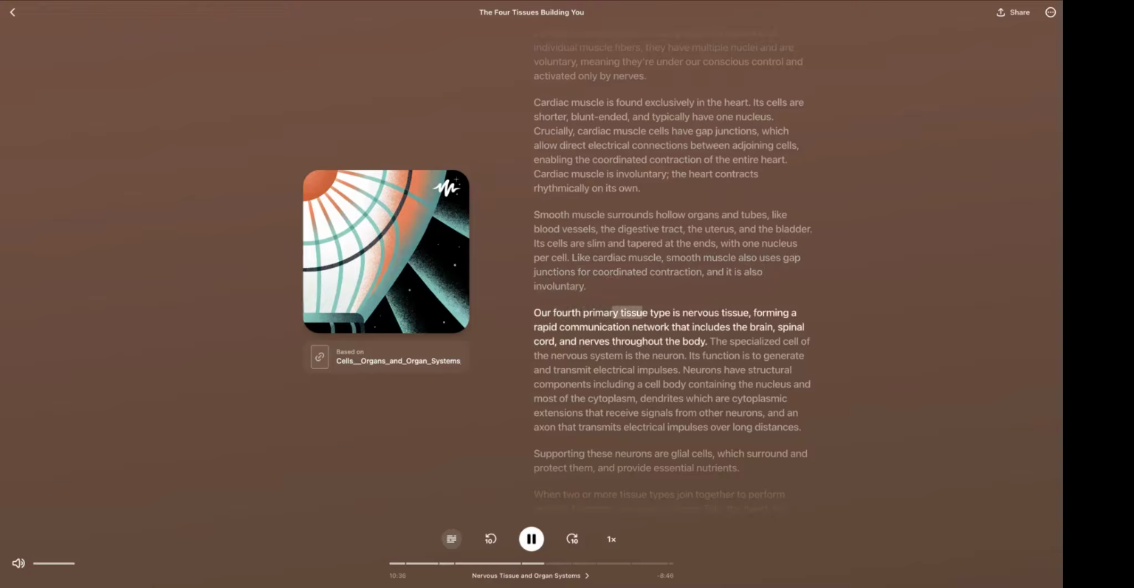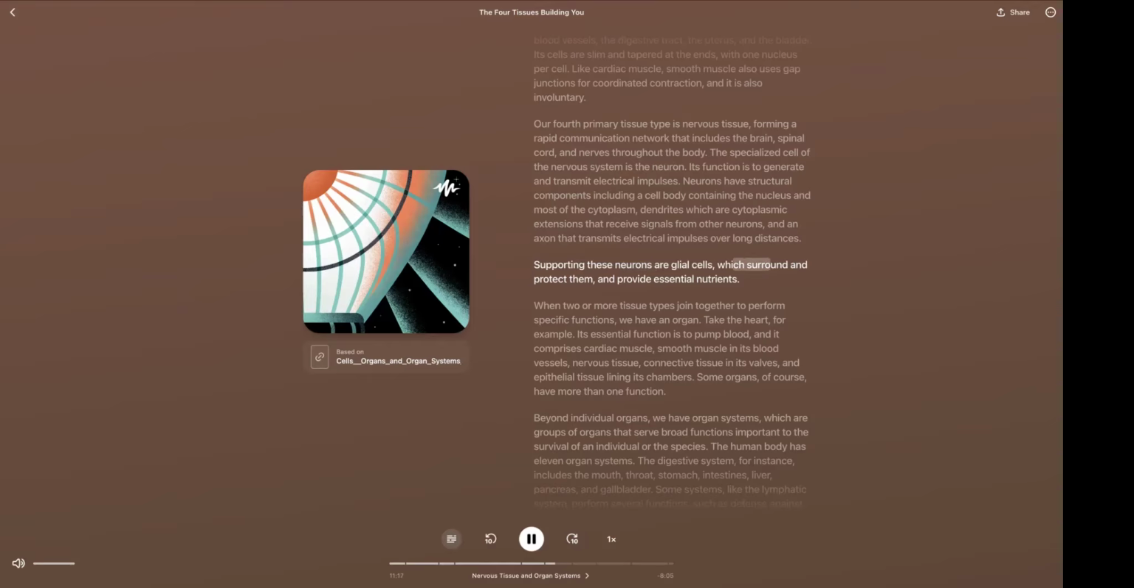Our fourth primary tissue type is nervous tissue, forming a rapid communication network that includes the brain, spinal cord, and nerves throughout the body. The specialized cell of the nervous system is the neuron. Its function is to generate and transmit electrical impulses. Neurons have structural components, including a cell body containing the nucleus and most of the cytoplasm, dendrites, which are cytoplasmic extensions that receive signals from other neurons, and an axon that transmits electrical impulses over long distances. Supporting these neurons are glial cells, which surround and protect them and provide essential nutrients.